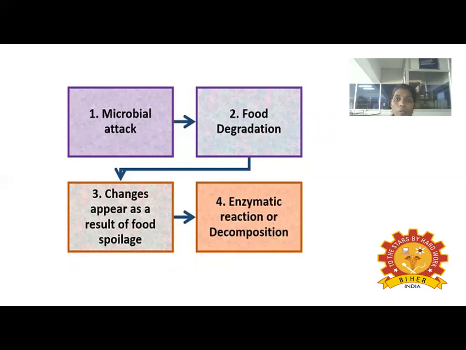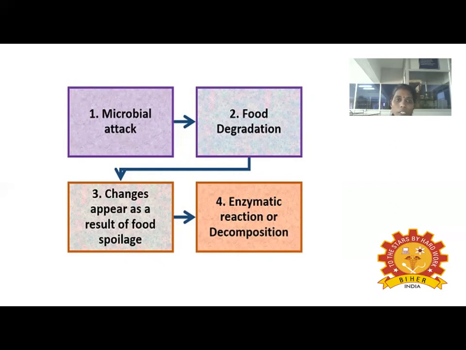Next, here we have to see these four points for food spoilage: microbial attack and food degradation. Changes appear as a result of food spoilage, enzymatic reaction, or decomposition. Microbial attack, that is the microorganisms. As I told you, the organisms may be any bacteria, any virus, any parasites. The microorganisms will attack the food items or food materials. Then the food material will be degraded, and its nature will spoil.